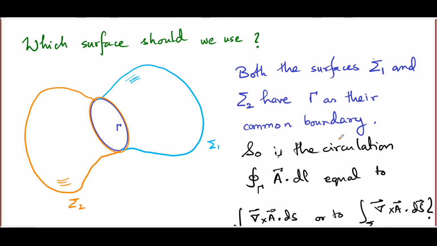In this picture, I have drawn two surfaces, sigma 1 and sigma 2, both of which actually have gamma as the common boundary.